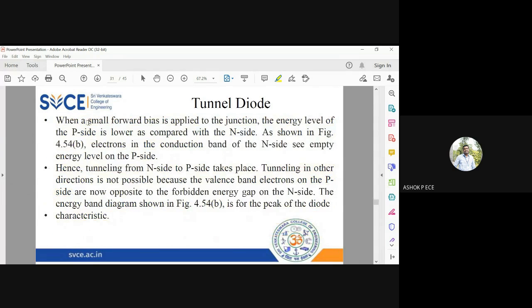So when a small forward bias is applied, the energy level of the P side becomes lower, contributing to the current. The tunneling of electrons will take place from N side to P side. Tunneling in the other direction is not possible because the valence band is now on the opposite side of the N side. The electrons will not tunnel back because on one side the energy is high and on the other it is low. Electrons will never go from a lower state to a higher state unless you apply energy. They will always go from an upper energy level to a lower energy level. So that is going to be the forward bias characteristics of your tunnel diode.